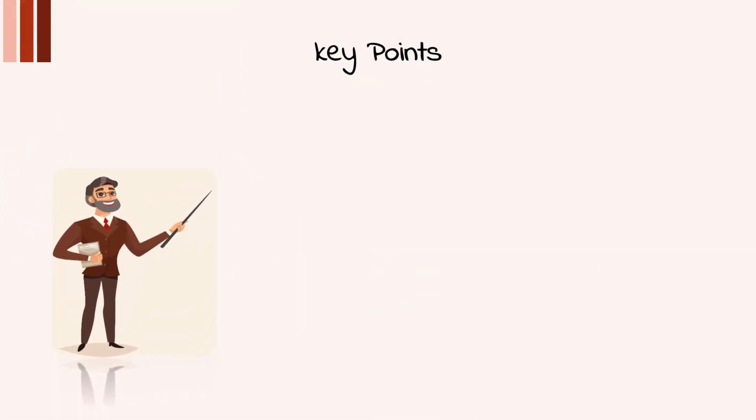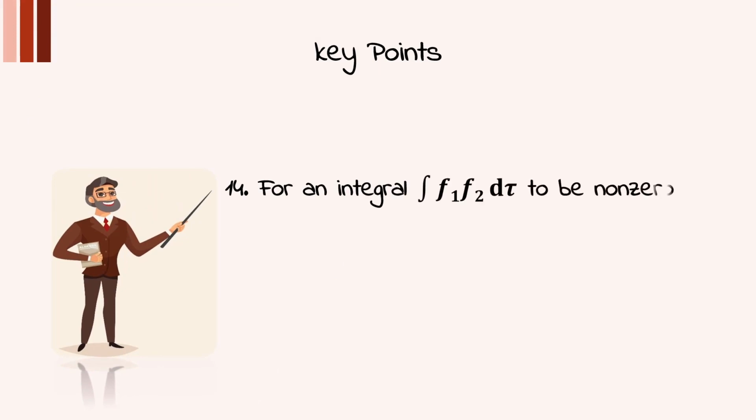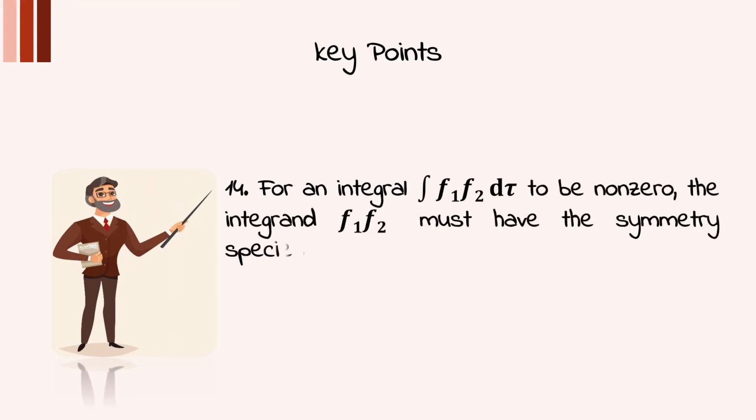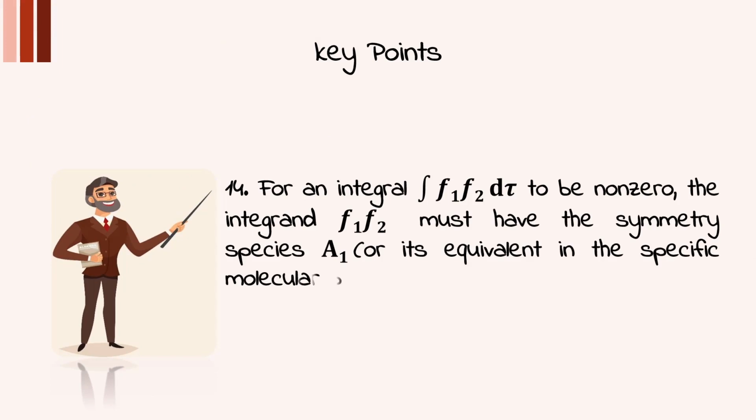The next point states that for an integral of type f1 f2 d tau, where there are two functions f1 and f2, to be non-zero, the integrand f1 f2 must have the symmetry species A1, or its equivalent type like A', A1', Ag and so on, in the specific molecular point group. Otherwise the integral would fall to 0.